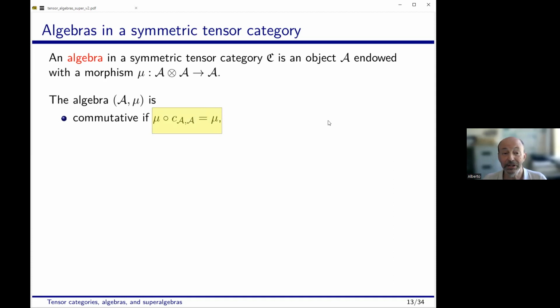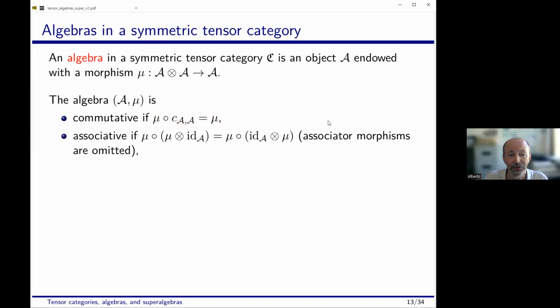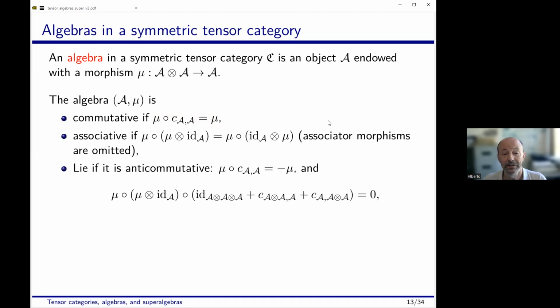For finite dimensional vector spaces, the braiding is just the switch of the two components, so this means that the product is commutative. We can talk about associative algebras in any symmetric tensor category, Lie algebras, Jordan algebras, and well, things are a bit more difficult, and things work well if the identities that define the variety of algebras we are going to use are multilinear. So in principle, forget about characteristic 2 in the Jordan case.